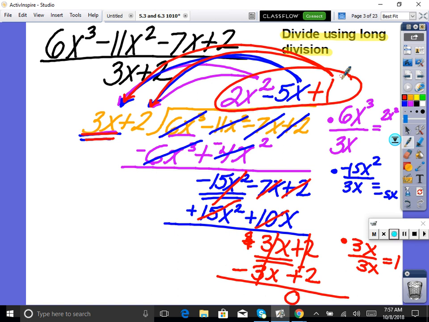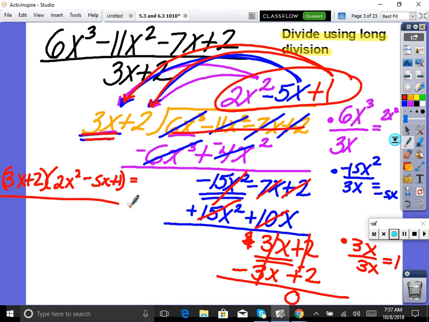So isn't it true that I could say 3x plus 2 times 2x squared minus 5x plus 1 is equal to this, right, everyone? Is equal to what's underneath. That is true. Now look, didn't that actually technically factor it once? There's one factor, and then we could continue factoring if possible. Do you guys see? Okay, cool. That's our answer, though. Okay, awesome.